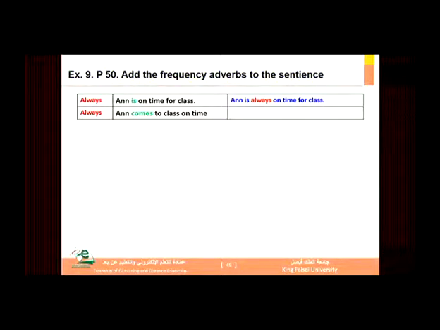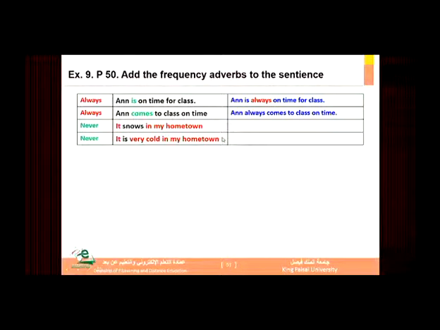If you look at the first solution, Anne is always on time for class. So what we have here, we have the adverb always. It is coming after the main verb is rather than before. What about this sentence? Anne comes to class on time. Anne always comes to class on time. So where did we get the adverb? It is before the verb. Comes, always comes. Is always. So this is showing us that in the case of main verb, simple present, we have the adverb before the main verb, while in the case of verb to be, it is after verb to be.